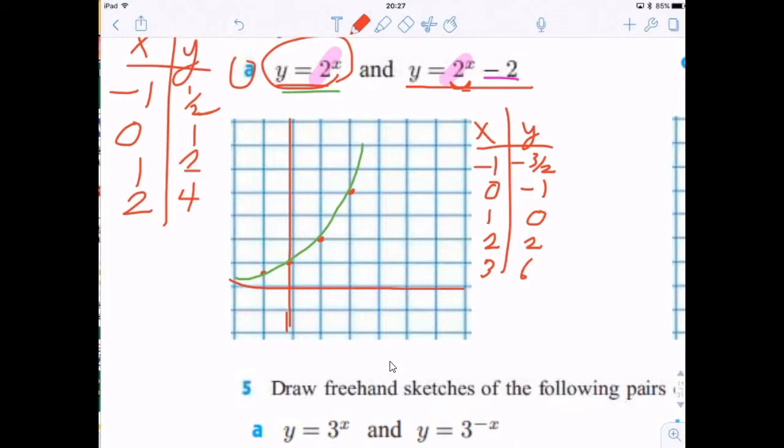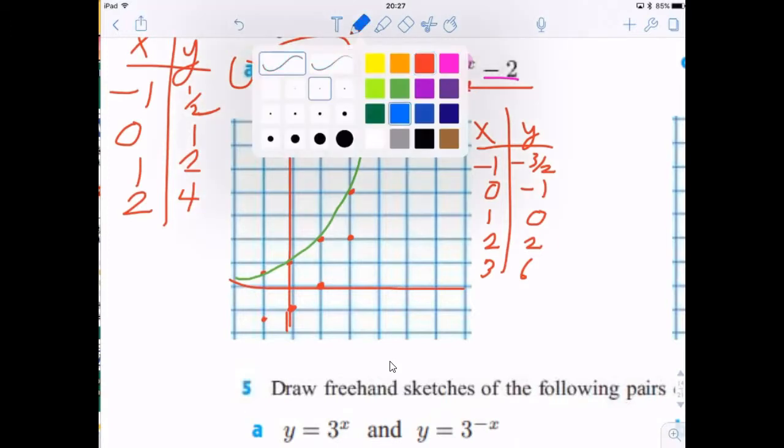So I got -1, -3/2, it would be about here. I got 0, -1, it would be here. 1, 0, it's here. And you can see it's starting to make a pattern. 2, 2 is here. You see how every single point is simply 2 units below the points on the green graph. Finally, 3, 6 would be here. Okay, and then I'm going to graph it using blue.